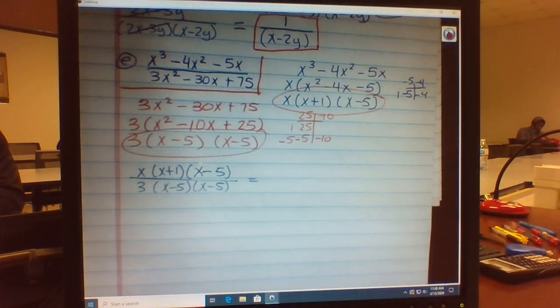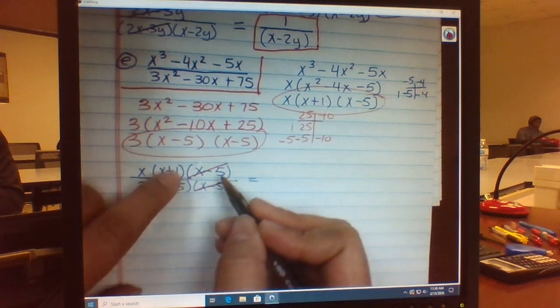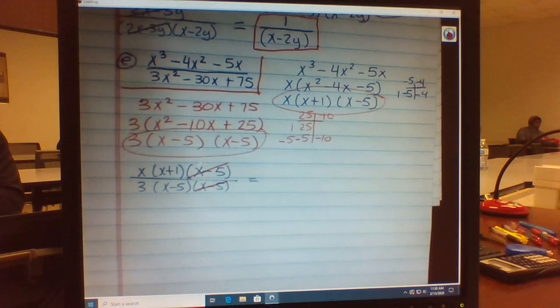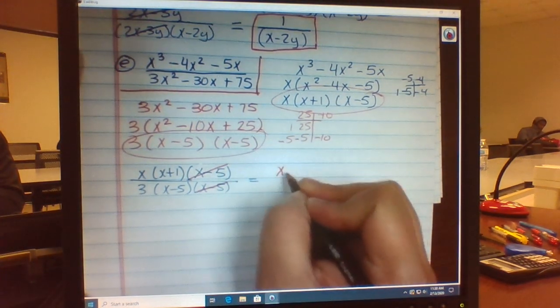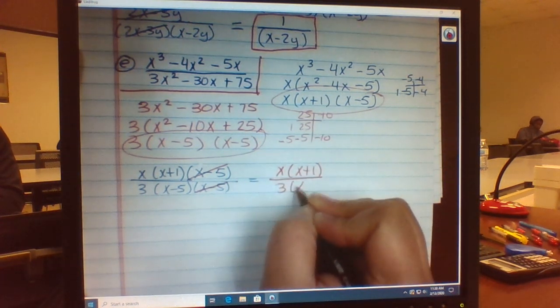What does the top and the bottom have in common? Just 1 x minus 5. You cannot cancel 2 for 1. It's 1 for 1. That's it. So my leftover answer is x times x plus 1 over 3 times x minus 5.